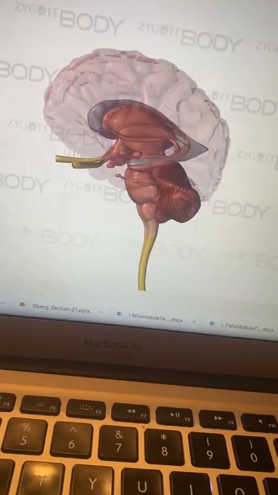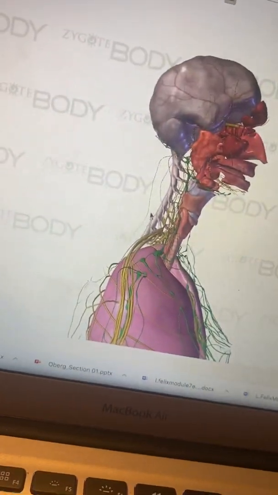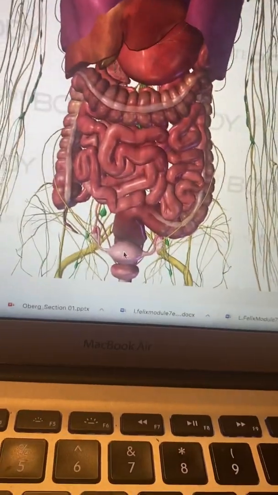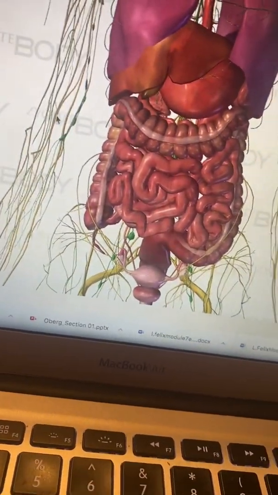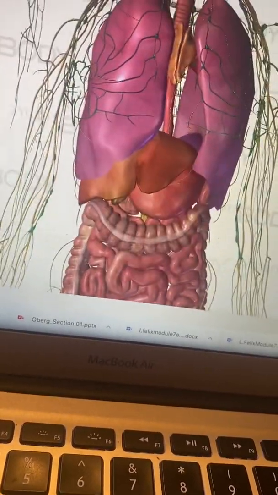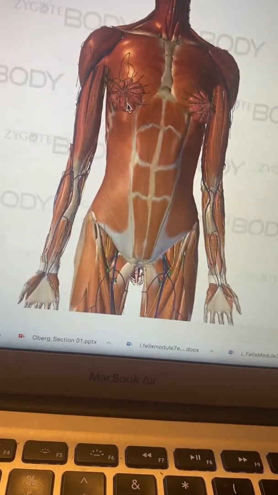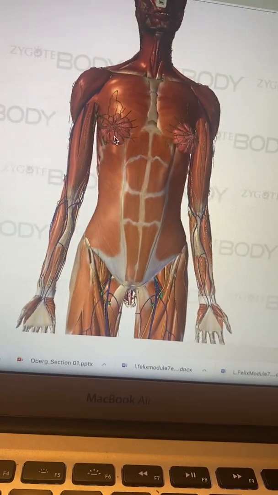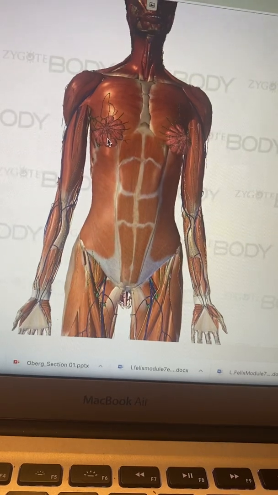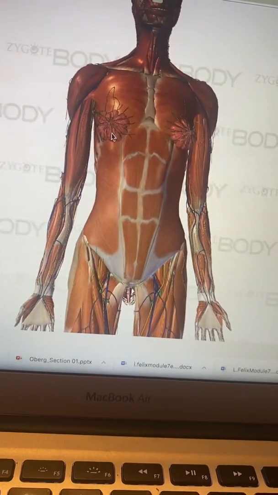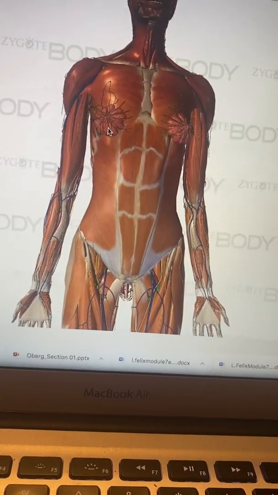The oxytocin targets the uterus, which is right here, and the mammary glands, which are right here. The action of the oxytocin in the uterus is labor contraction, and the action of it in the mammary glands is milk ejection.